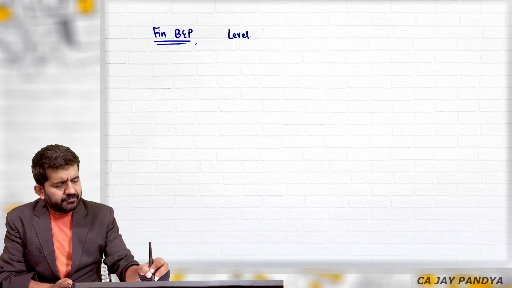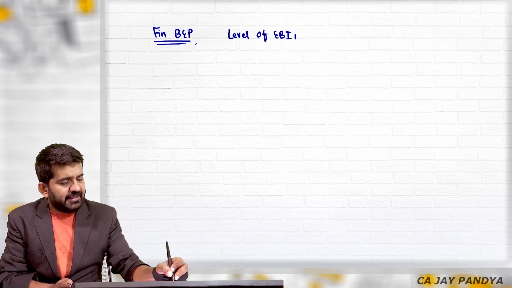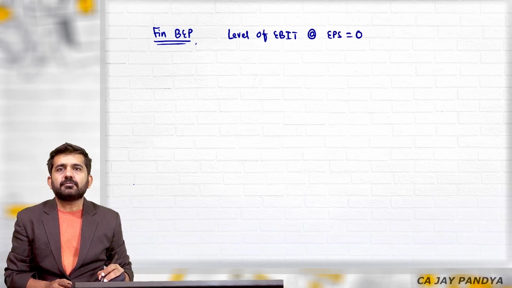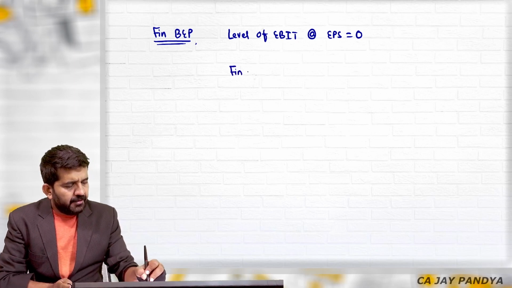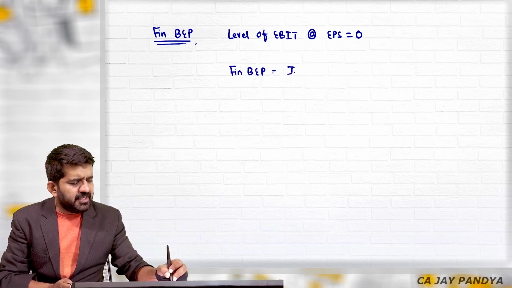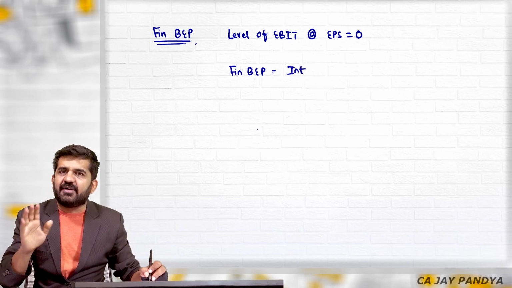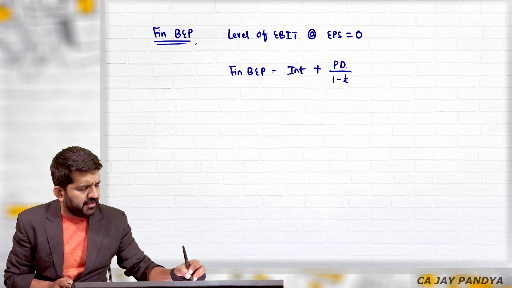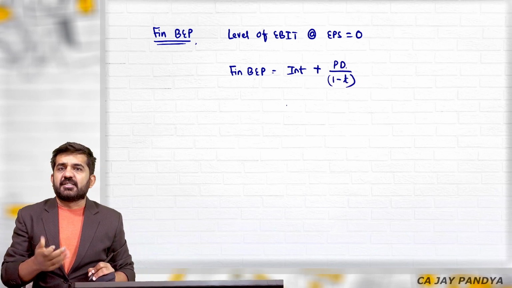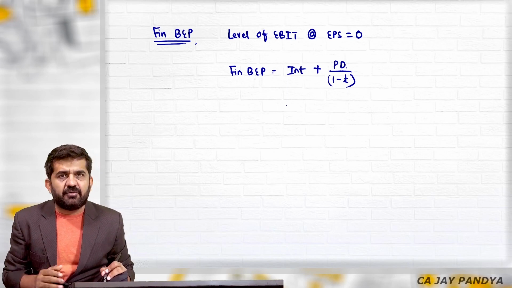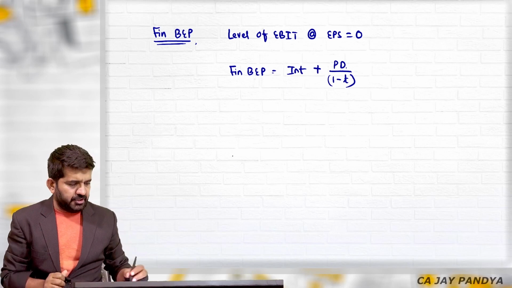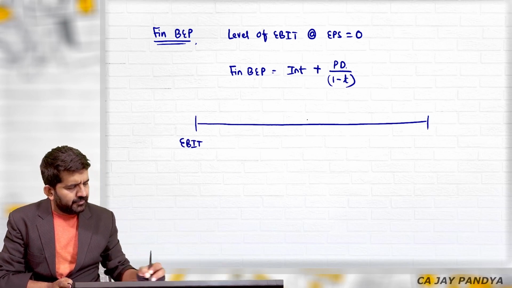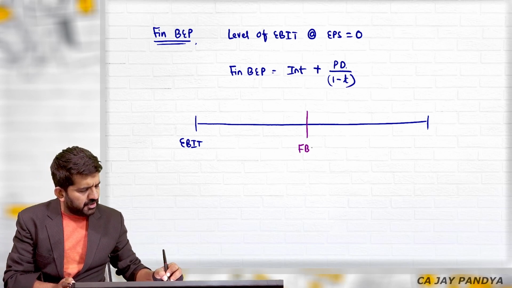This is the level of EBIT at which EPS is 0. How to find it out? Financial break-even point is equal to interest. If there is preference dividend, it is equal to interest plus preference dividend upon 1 minus T. If preference dividend is available, this will be my financial break-even point. Logically, we have understood it in the previous session. So this is my EBIT, and this is my financial break-even point.